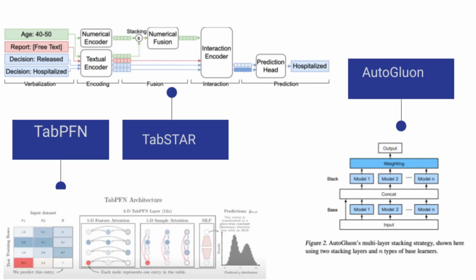There is also TabSTAR, which applies attention mechanisms directly to features, allowing the model to understand which columns are important in a given context. A completely different approach is AutoGluon. This is not a single model, but a powerful AutoML engine.